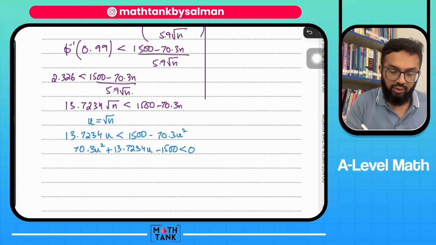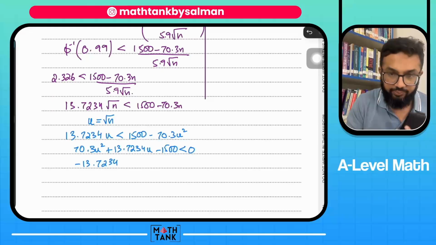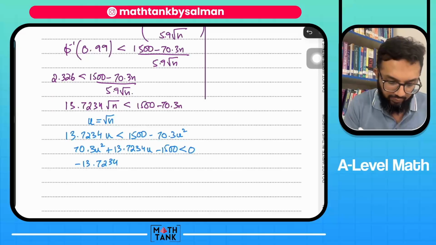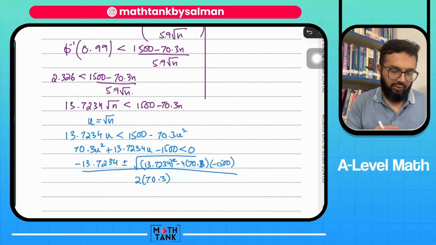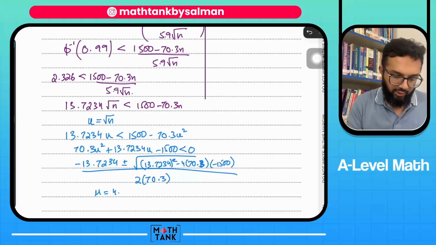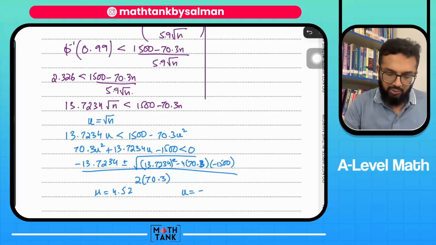Solving the quadratic inequality, I will have to use the quadratic formula. I'm first going to solve the equation, using the quadratic formula. Let's put that onto my calculator to see if I get the correct answers. The u is coming out as 4.523 and u is coming out as minus 4.718.